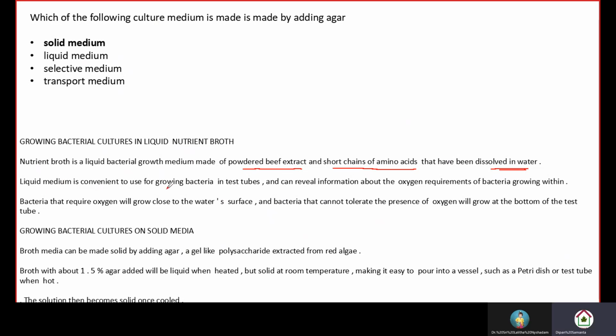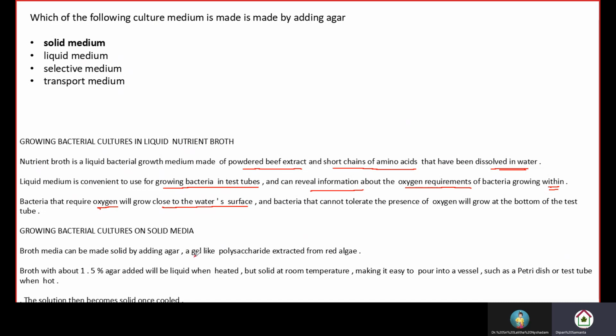Liquid medium is convenient to use for growing bacteria in test tubes and can reveal information about the oxygen requirements of the bacteria growing within. Bacteria that require oxygen will grow close to the water surface.